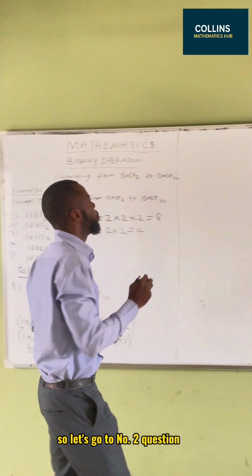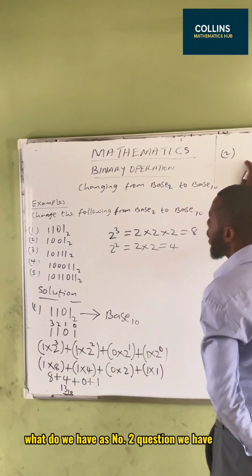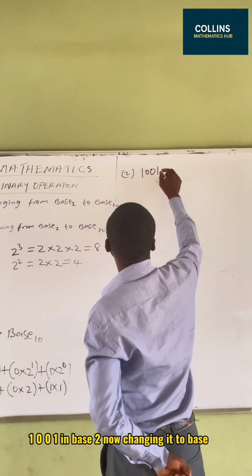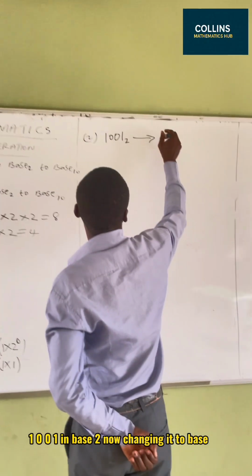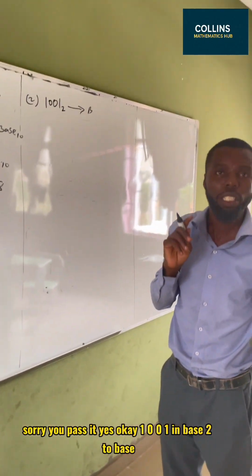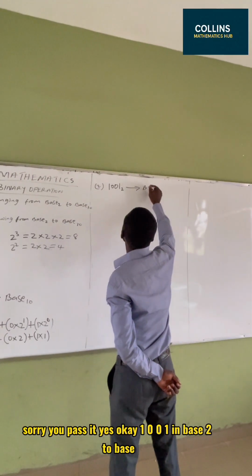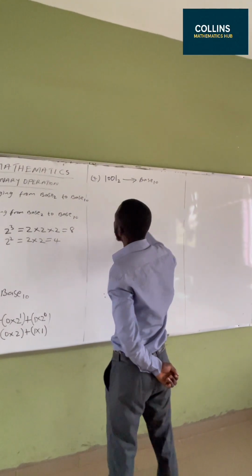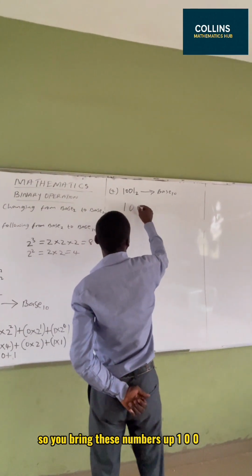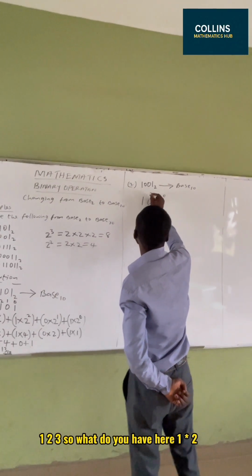So let's go to number 2 question. What do we have as number 2 question? We have 1001 in base 2. You are changing it to base 10. Okay. 1001 in base 2 to base 10. It's still the same process that you start all over. So you bring these numbers 1001.